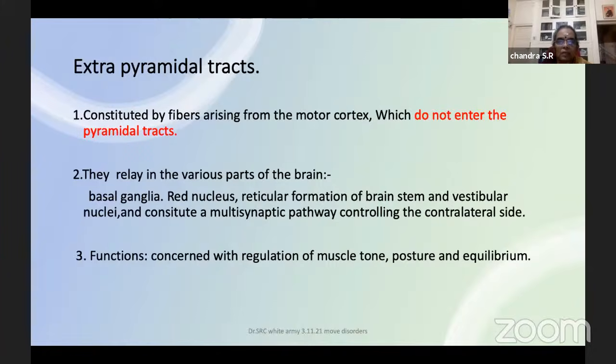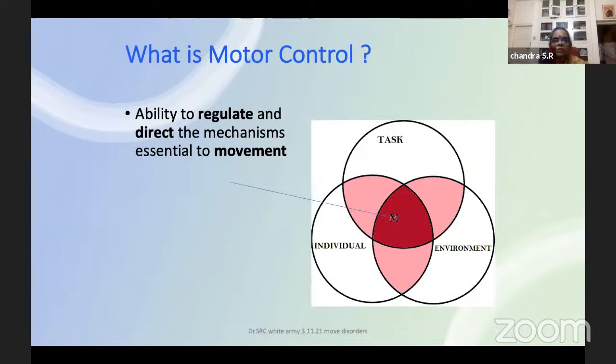And the function is concerned with the regulation of muscle tone, posture, and equilibrium. So with all these basal ganglia connecting with the cortex, having various tracts and communicating to the spinal cord, it ultimately controls muscle tone, posture, and equilibrium. So that is the ultimate function, you know, rigidity, and we have had one session on tone, I think. So ultimately, what is motor control?